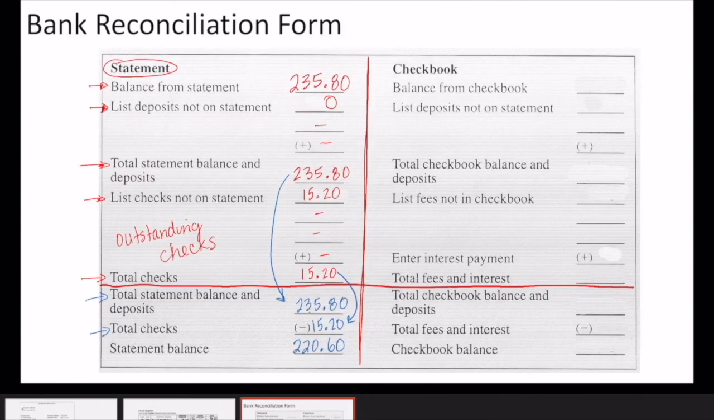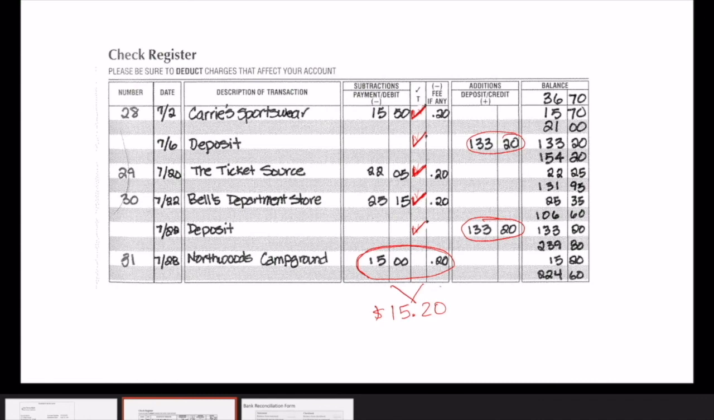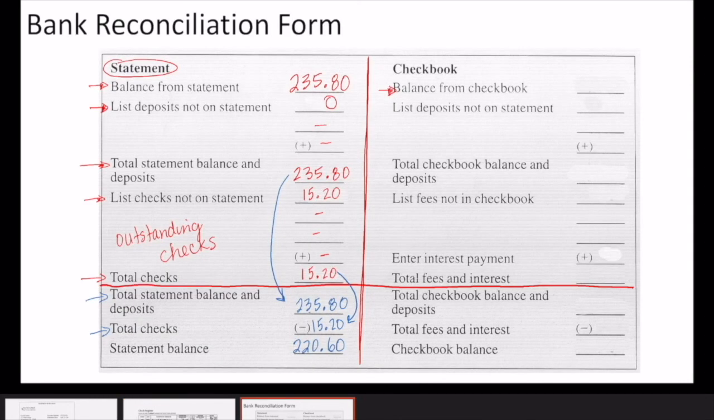Okay, now we're going to move over to our checkbook part because we want to make sure that our checkbook balance matches what the bank has. So we're going to take a look at the balance from our checkbook, this one right here, the balance on our checkbook. So we'll go back to our checkbook, and according to our checkbook, our balance is right there, $224.60. So we will put that in there.